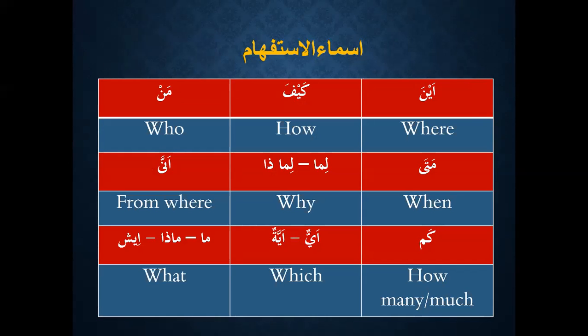Aina, where? Remember those. You have to memorize those. Aina, where? Kaifa, how? Kaifa al-hal? Kaifa haluka? Man, who? Mata, when? Lima or limadha? Why? Anna, from where? Kam, how much or how many? Ayyu, ayyun. Ayyun or ayyatun? Masculine, feminine, both are used. Which? Mada, ma or ish. In the slang, they say ish. Ayyu shay'in, short for that. All means what?